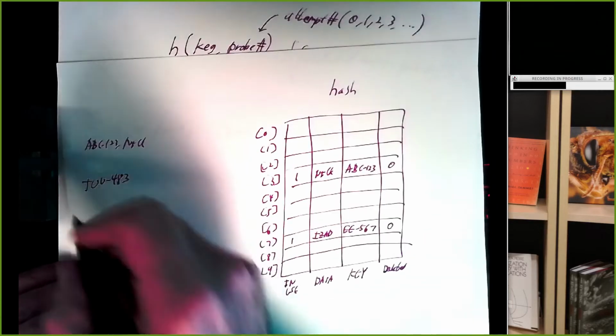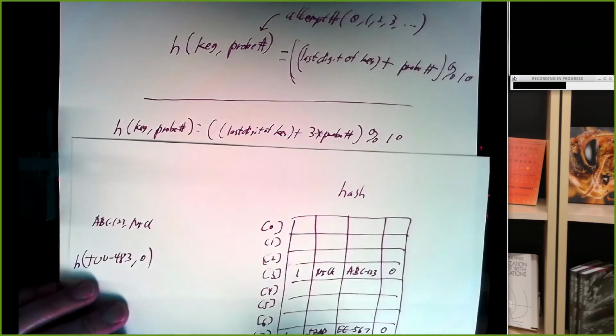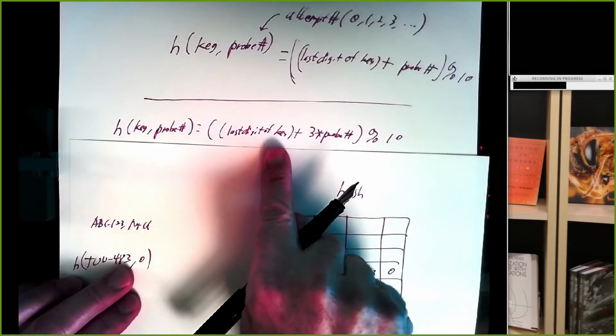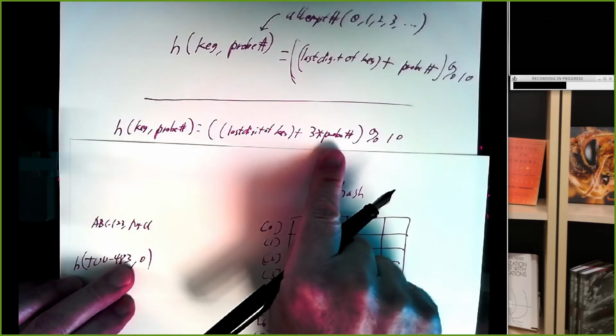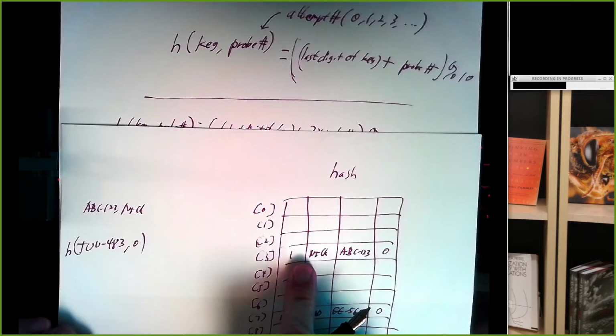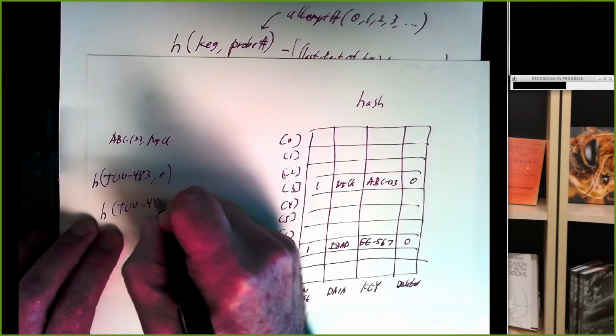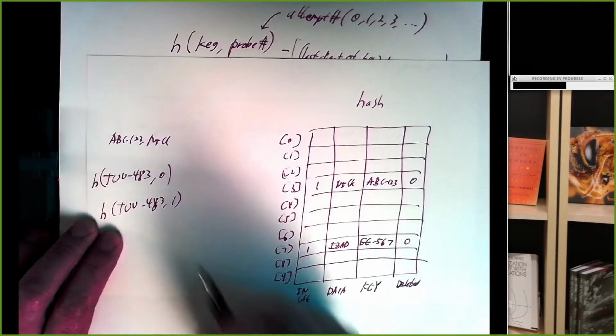Well, we'll hash this with a probe value of 0, which says take the last digit of the key. That's a 3, plus 3 times the probe number, 0. That's going to give us a 3. And location 3 is in use. So we're going to rehash with a probe value of 1.